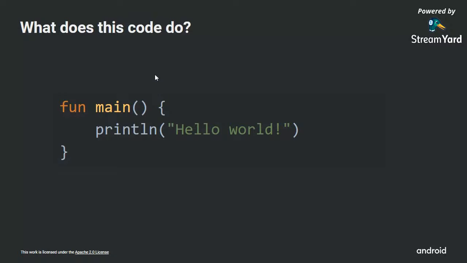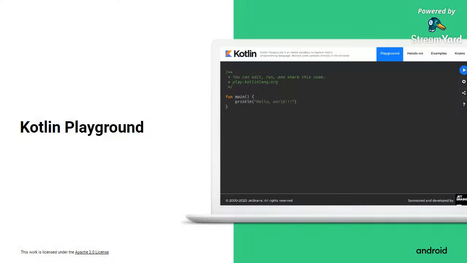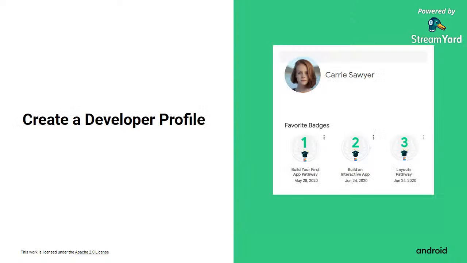Yes, this will print hello world. You can practice your Kotlin code in the Kotlin playground. That will help you to improve your coding skills in Kotlin. Once you create your developer profile, all the badges that you will earn during the jam will be showcased over here. Isn't it interesting?